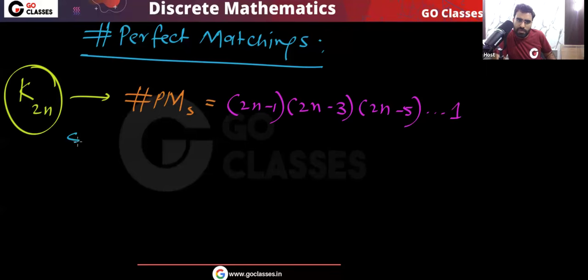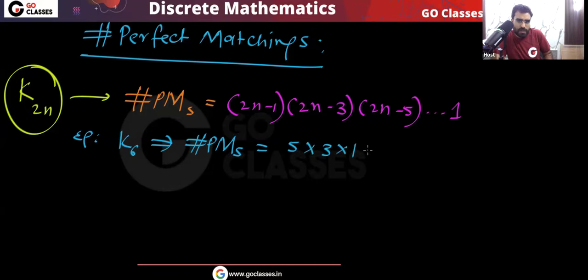For example, if I find it for K6, what will be the number of perfect matchings? That will be 5 multiplied by 3 multiplied by 1. That will be 15. Very simple.